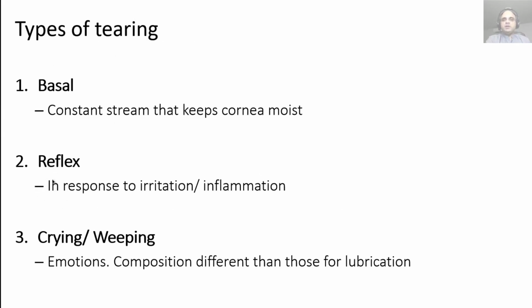There are three types of tearing: basal, reflex, and crying. Basal tearing is something that's always happening, providing enough moisture to the cornea for its nourishment and protection. Reflex tearing is in response to irritation or an inflammation like conjunctivitis or something going inside your eye. And crying or weeping is an emotional tearing, and it has a very different composition in that it has a greater aqueous phase as compared to reflex and basal tearing.